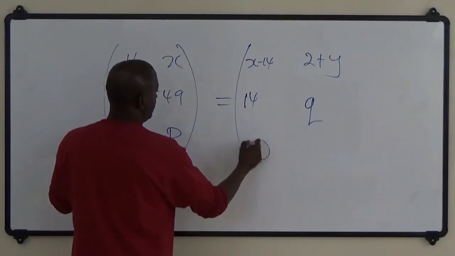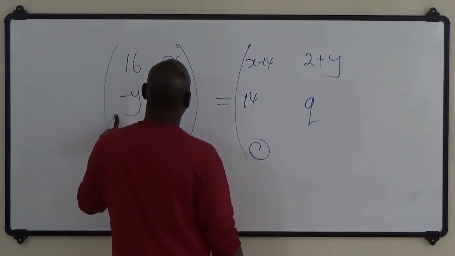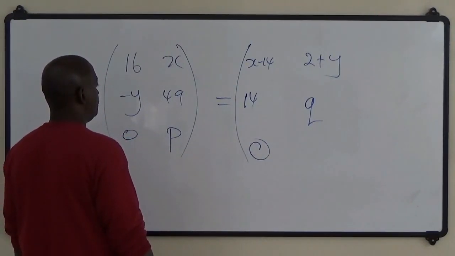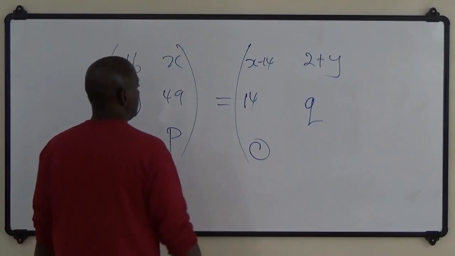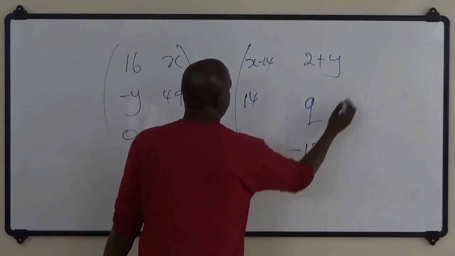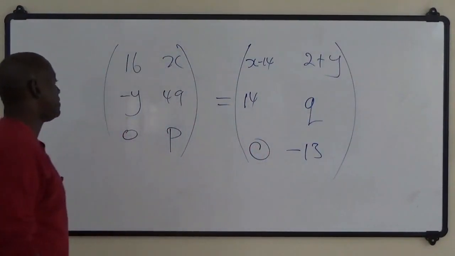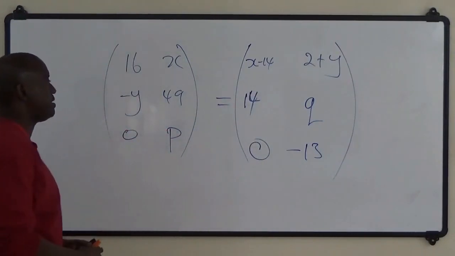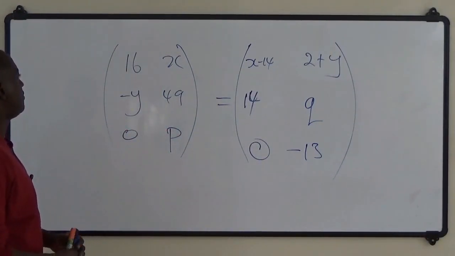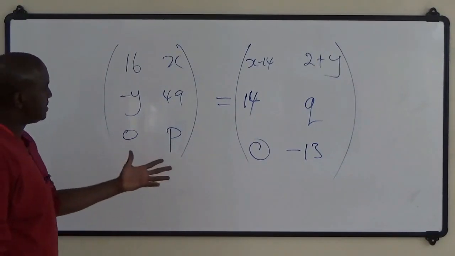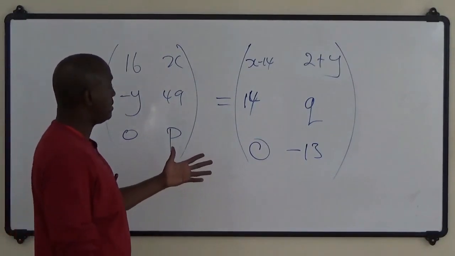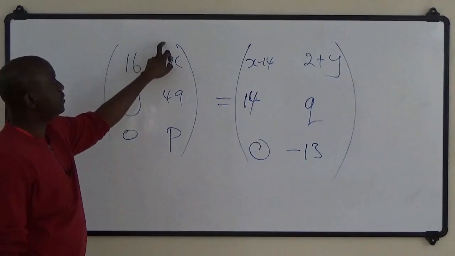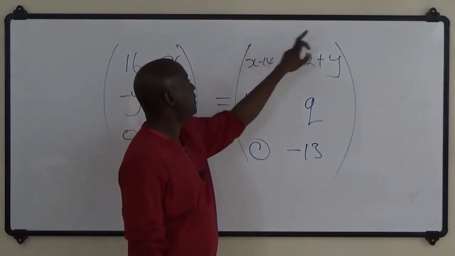Let me leave the 0 here, just for the sake of argument. And let us put here minus 13. All right, so again, we're composing our question on the fly. Spontaneous, extemporaneous, if you could use the language of the Calypsonian. So you might get a situation like this, where you have clearly two matrices of equal rank: 3 rows by 2 columns.